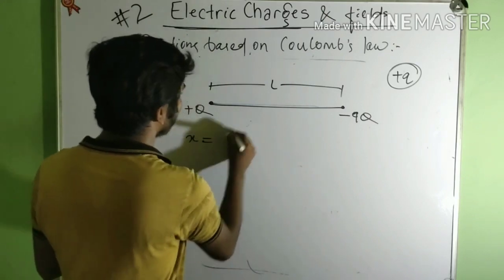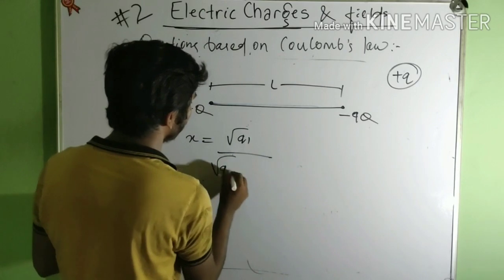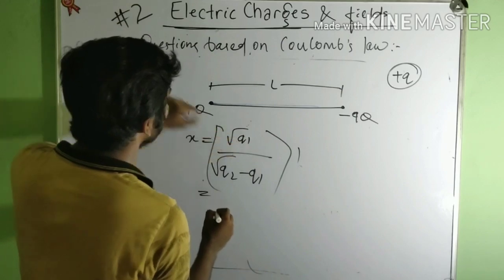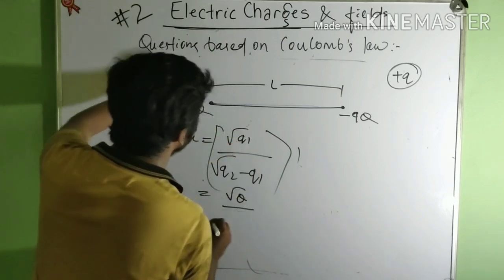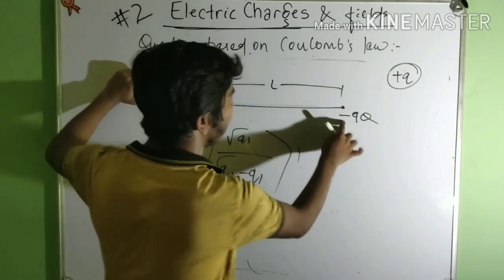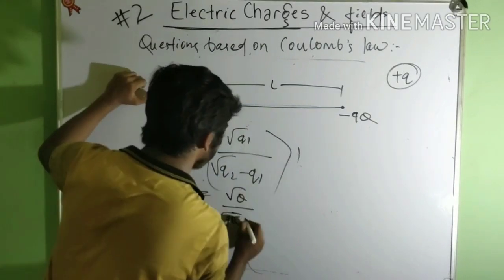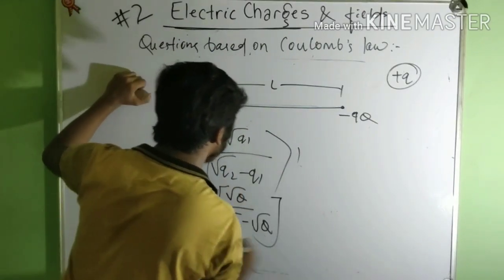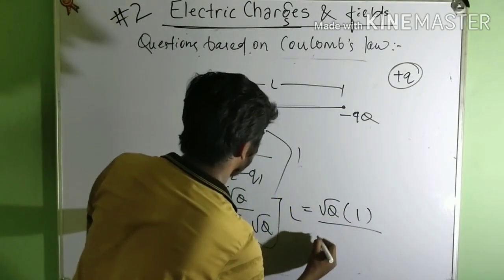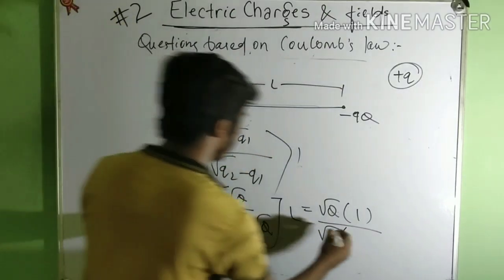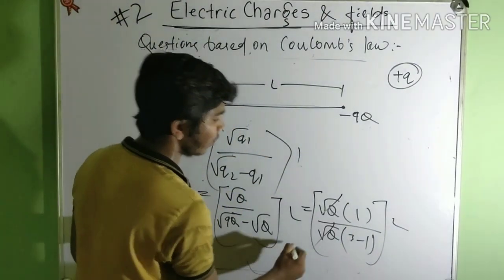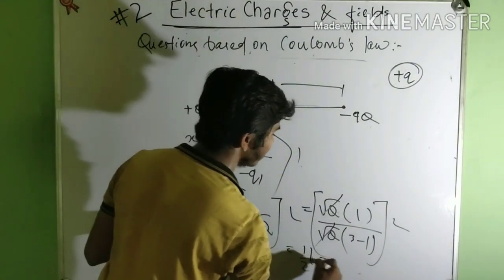x is equal to root over of q1 by root over of q2 minus root over q1, whole into L. What is the value of root over q1? Root over of q. What is the value of root over q2? Root over of 9q. Minus root over of q whole into L. Take common as root over of q. Root over of 9 is 3 minus 1 whole into L. Root over of q cancels out, is equal to 1 by 2 L. That means L by 2.